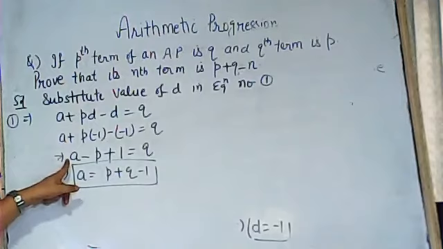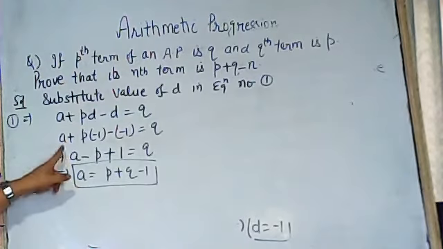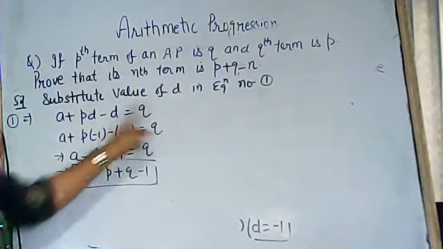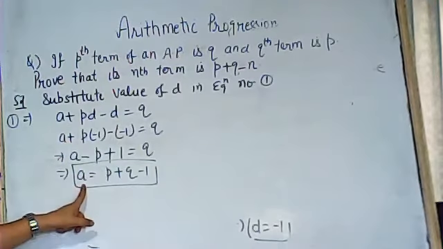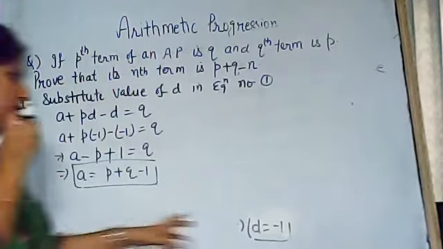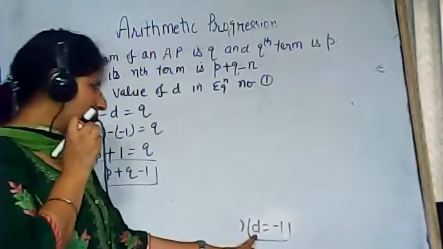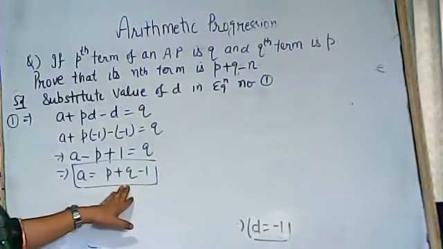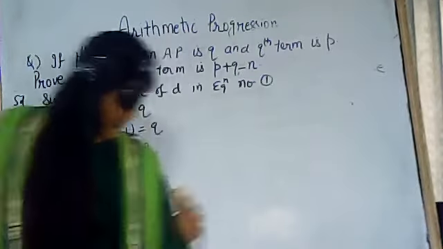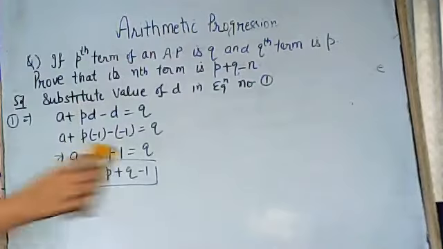Since we want to calculate the value of A, that is the first term, so take this term on left hand side and shift the another two terms on right hand side. So you will get the value of A, which is equals to P plus Q minus 1. So by simplifying equation number 1 and 2, we have calculated the value of D as well as the value of A. Now what is the last step of this equation? This example is very important. It is just a little lengthy example, beta.